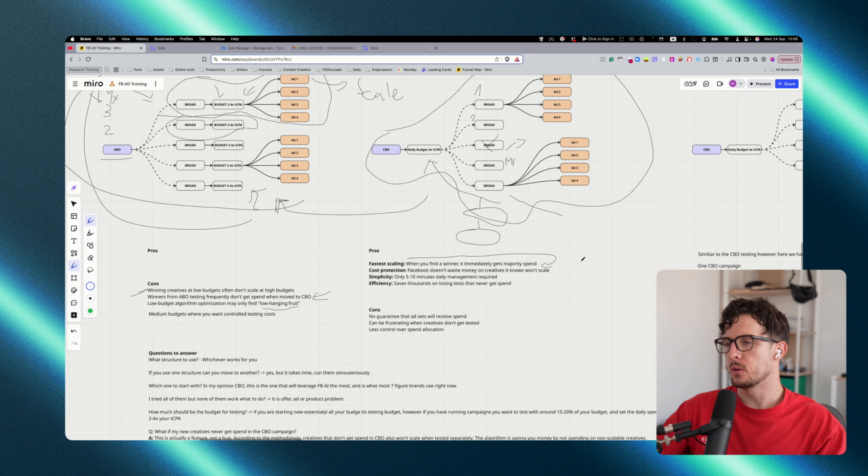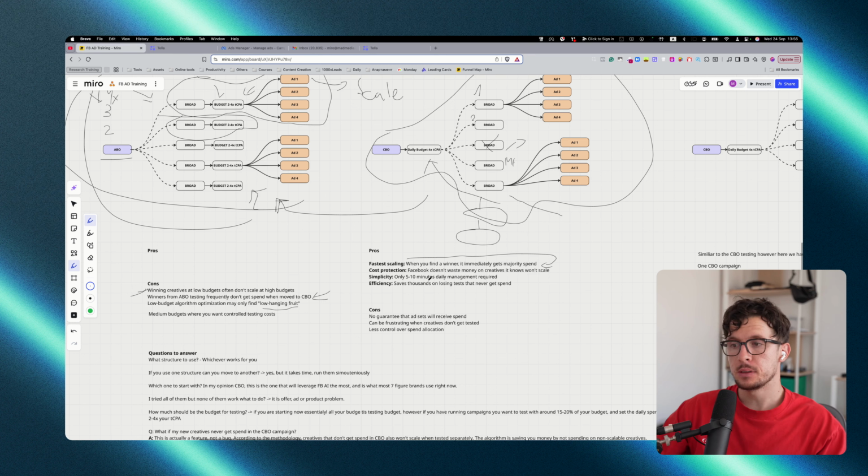And that's because when you use CBO, Facebook knows this ad is not going to be a winner. They have tested with a small sample. They see that this ad won't perform, so that's why they don't spend money behind it. So that's why it's great if you want to be more cost efficient.